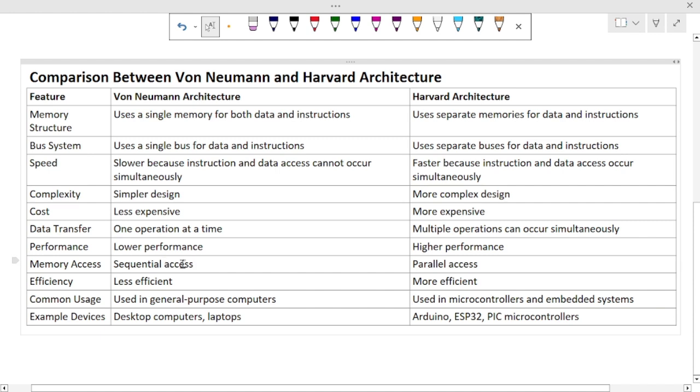Sequential access, because you have everything going in one line. Data going, instruction will wait. Instruction going, data will wait. So it's sequential, one after the other. Harvard is parallel: instruction is going, data is going side by side. Because von Neumann is sequential, it is less efficient, with lower power. Harvard has higher power, more efficient. Von Neumann is used in general purpose computers like desktops and laptops. Harvard is used in microcontrollers and embedded systems like Arduino, ESP, and PIC.